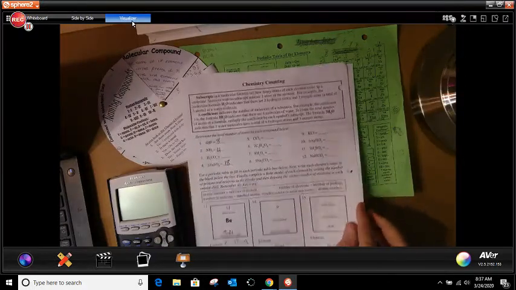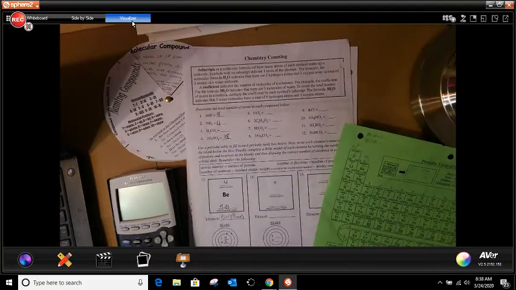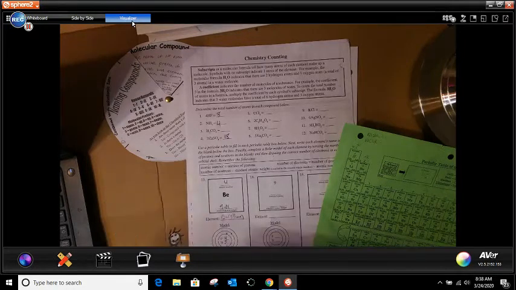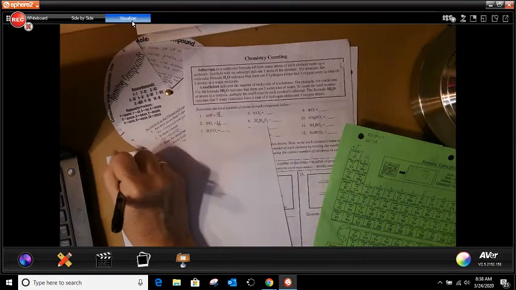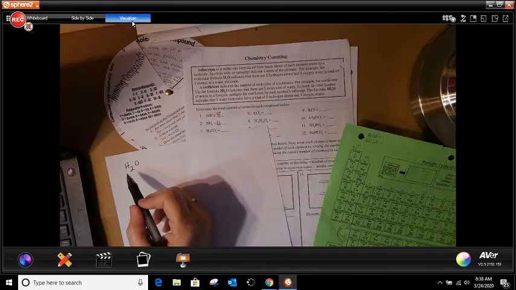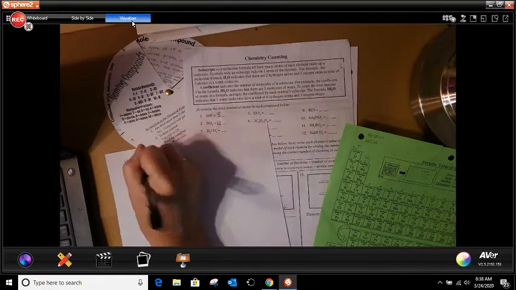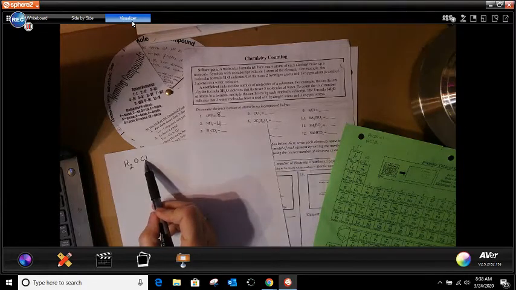So the first one that we have here is basically where we're going to count the numbers of how many elements there are. The first thing I want to talk about is the concept of subscripts and coefficients. A subscript is where we have a number that is attached to something. When you're counting elements, remember, if it's a capital letter, then it's an element.